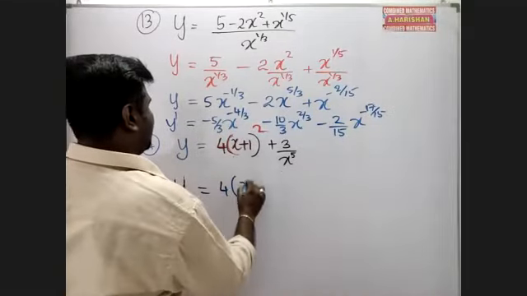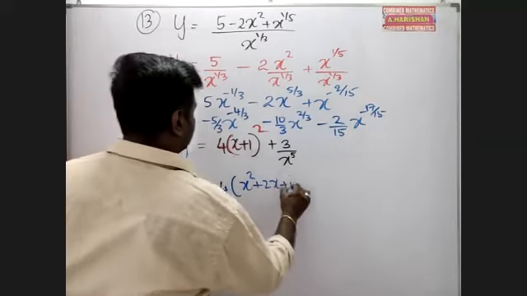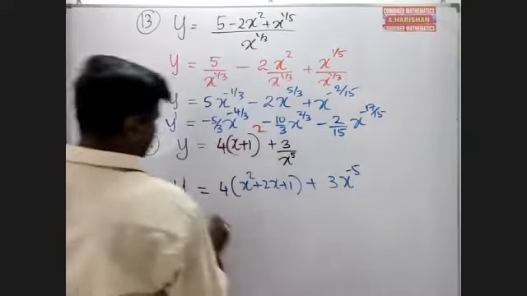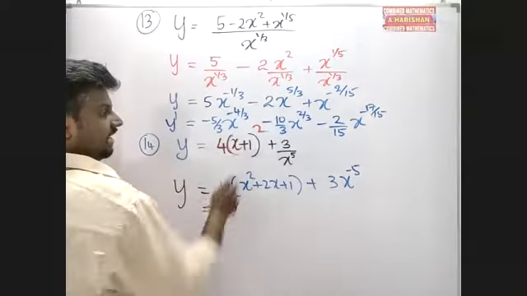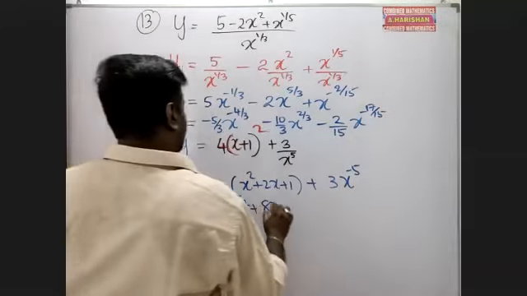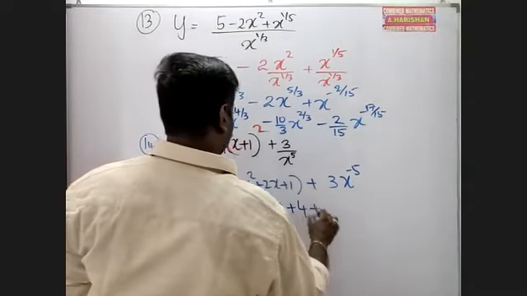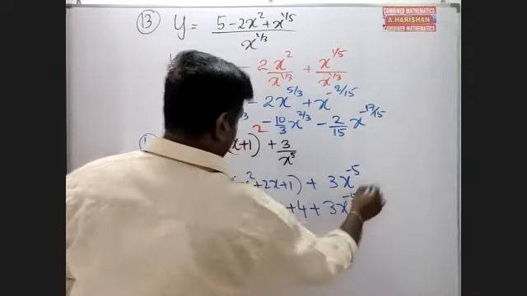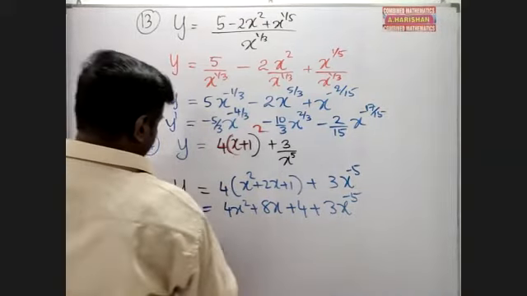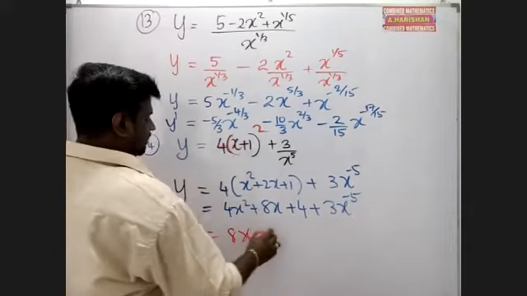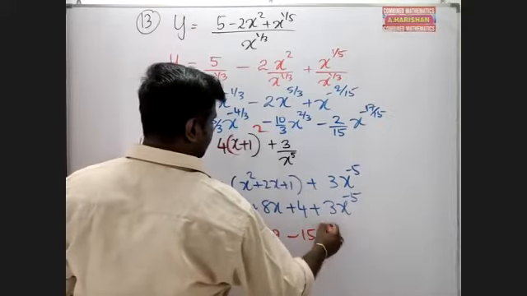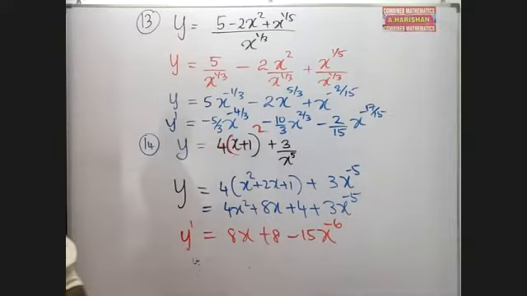So 4 into x squared plus 2x plus 1, plus 3 divided by x to the power minus 1. I didn't differentiate still; I expanded. Now I multiply: 4x squared plus 8x plus 4, plus 3x to the power minus 1. Now I have to differentiate. y prime equals 8x plus 8, 0, minus 15x to the power minus 6. That's it.